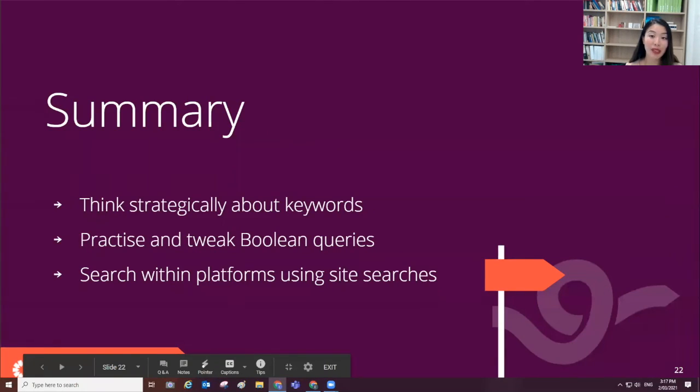So to sum up today's session, we've learned that we should really think strategically about keywords because they determine the quality of the results you get. Also, it's really helpful to incorporate Boolean queries in our searches, so try to practice using them and tweak as you go. And then we can search within platforms and websites that may not have a good native search function by using site searches, which is also a good skill to have.